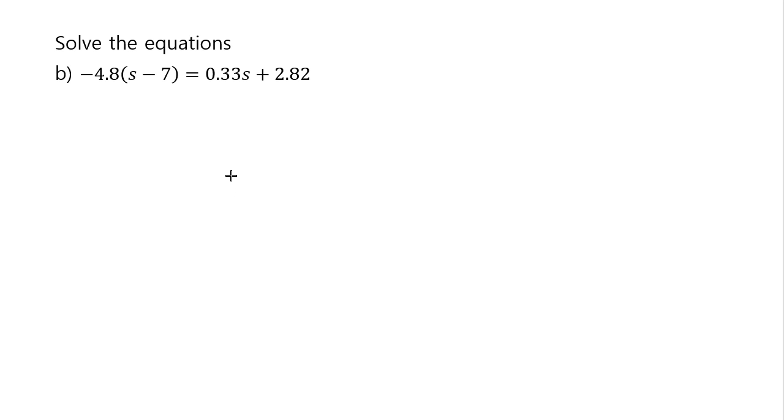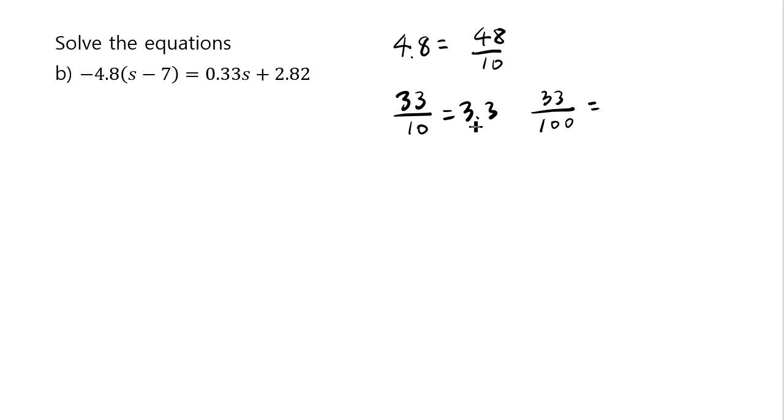Okay, here is the next question, and now it's a decimal. But decimals are not anything different, because decimals are, in fact, fractions. 4.8 is the same thing as 48 divided by 10. Now, to get what 0.33 is in terms of a fraction, think about this. If you have 33 and divide it by 10, that's 3.3. So if you had 33 and divide it by 100, another decimal shift will happen.